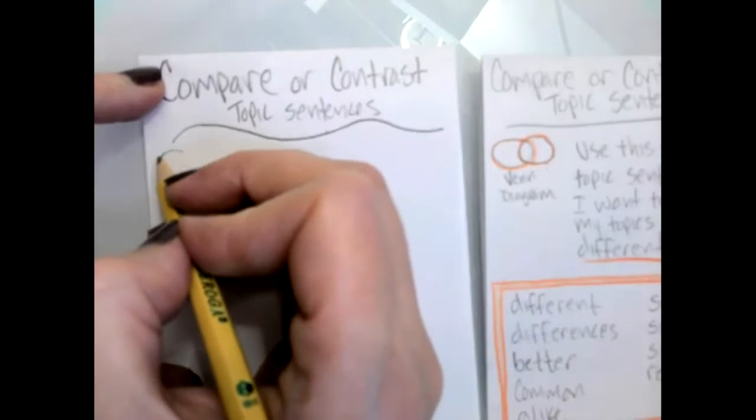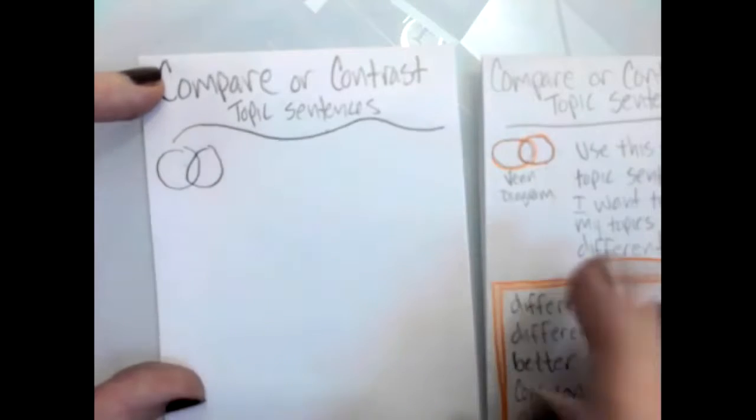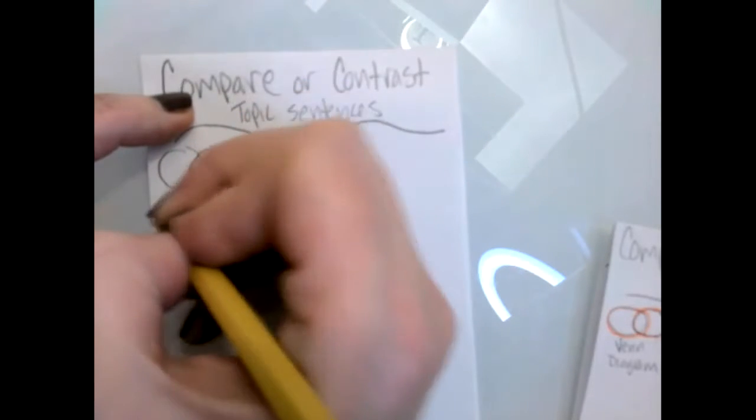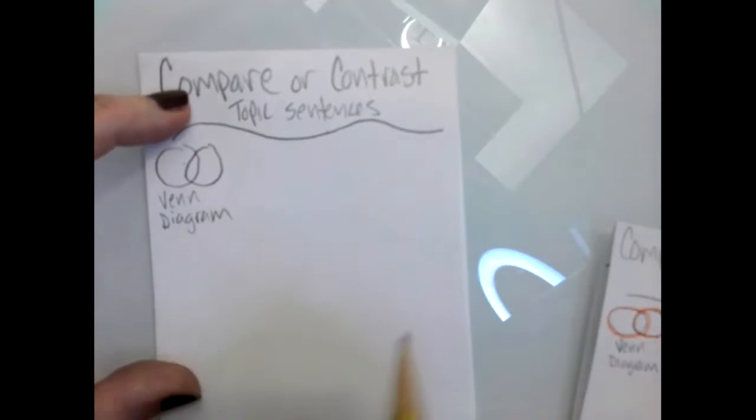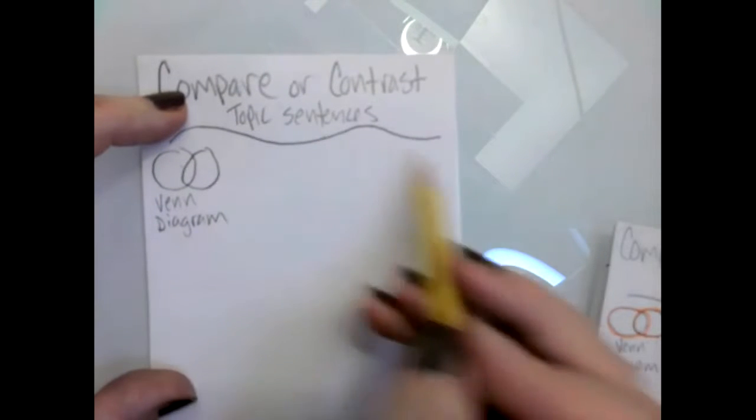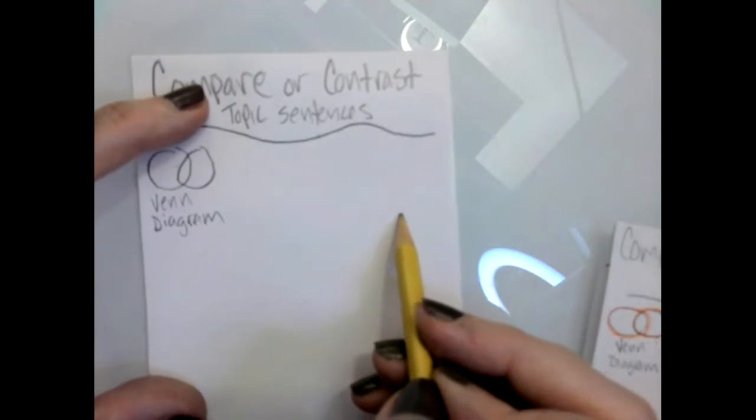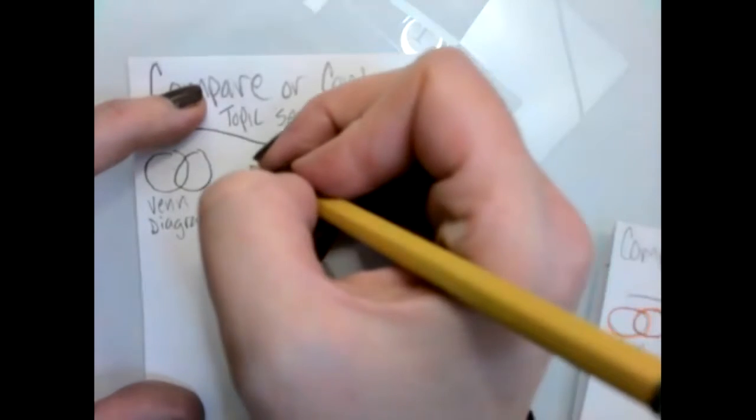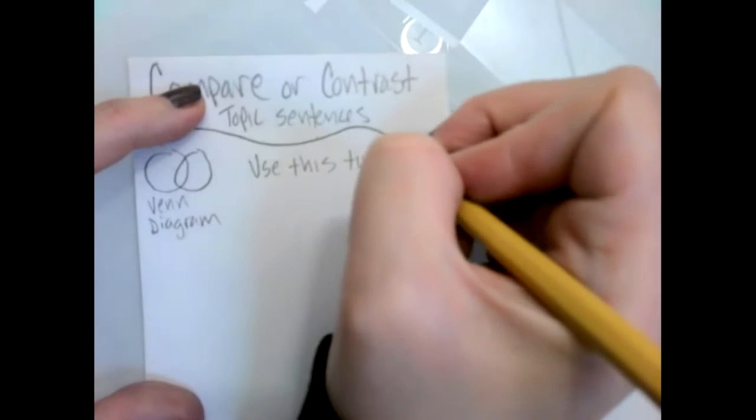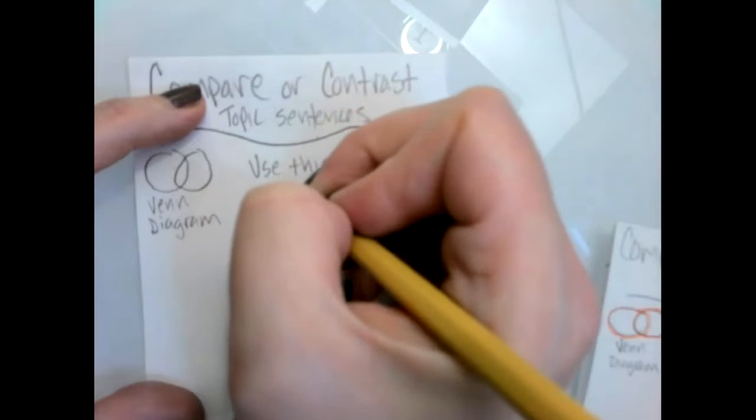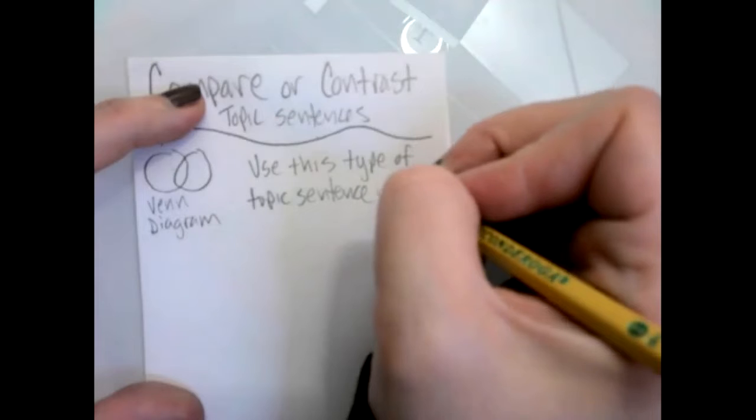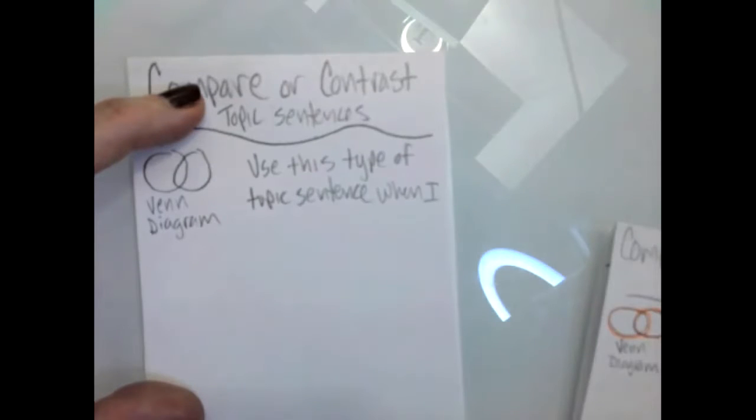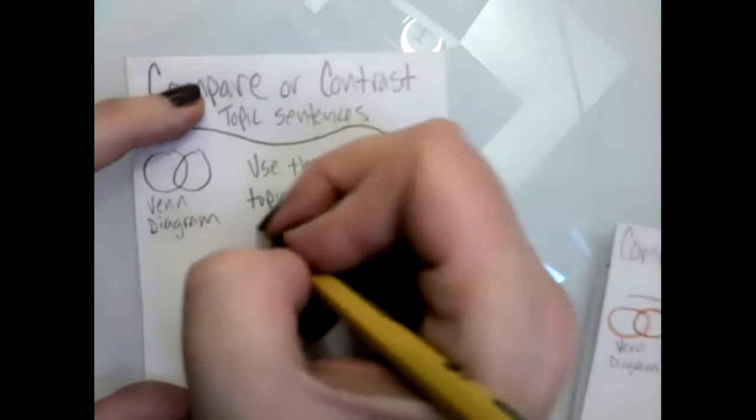So we're going to go ahead and draw a Venn diagram just to help our child remember that Venn diagrams are awesome ways to help us compare and contrast, to find the similarities and the differences between things. Okay, and over here we're going to just write the general overview. So we're going to write, use this type of topic sentence when I want to explain how my topics are alike or different.